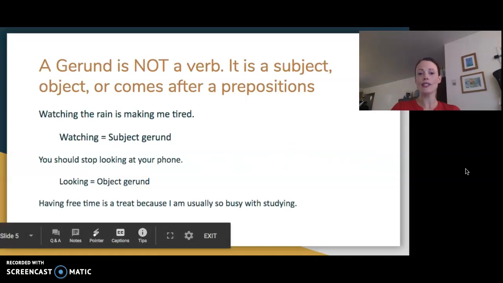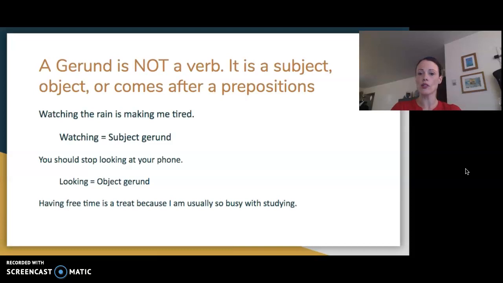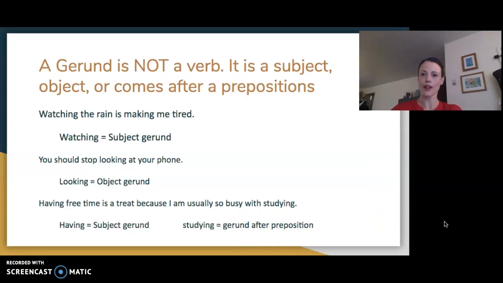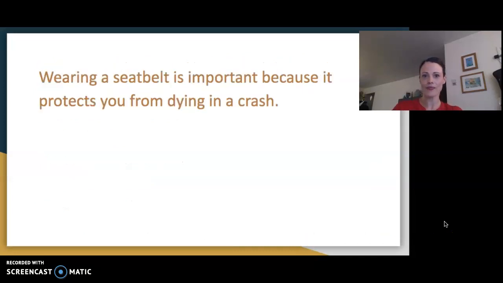And having free time is a treat because I'm usually so busy with studying. We looked at this one a moment ago. We have our subject gerund, having. And then we also have this gerund that comes after our preposition. So remember, you always have preposition plus noun. In this case, our noun is a gerund. Let me get that to go away. There we go. So let's look at some more complicated sentences.